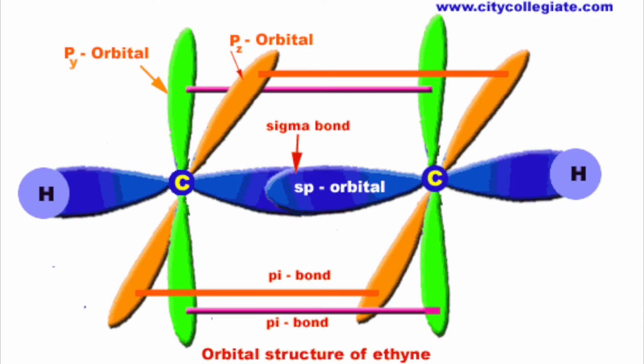So you have the Py and the Pz forming bonds, the node above and below. So the Py is the green, above and below. For each carbon, they're going to overlap, and you're going to form a pi bond. And the Pz in the orange will do the same thing. So between the two carbons, you have a sigma bond and two pi bonds. So that's a carbon-to-carbon triple bond.